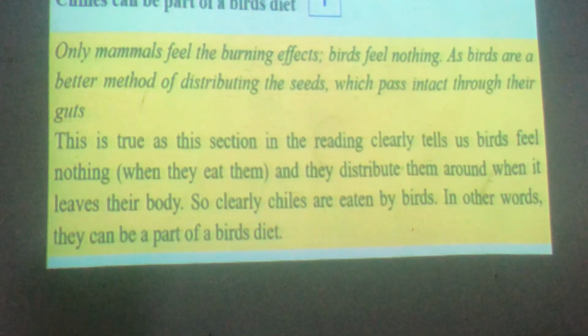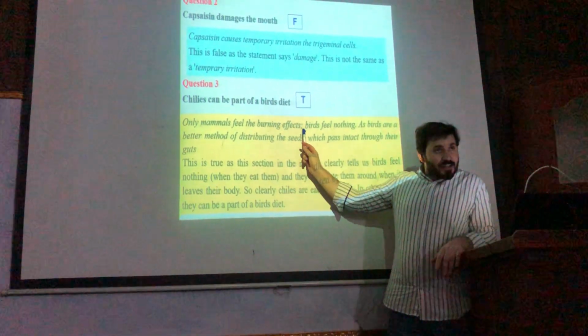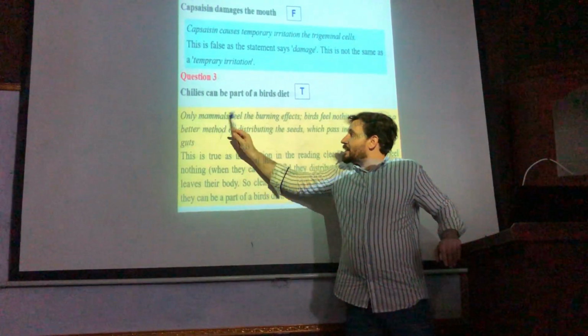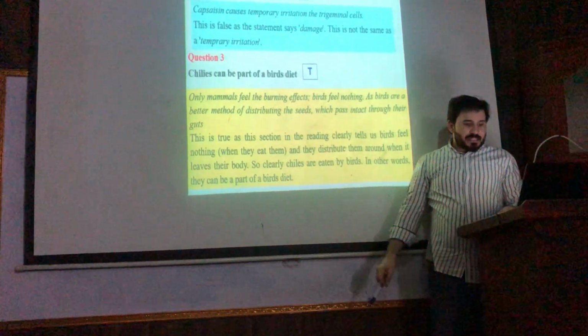They have clearly written here, birds feel nothing. Only mammals feel the burning effect. Clear? And this is what we have: birds feel nothing. This is the negative of that. So we can say this is true.